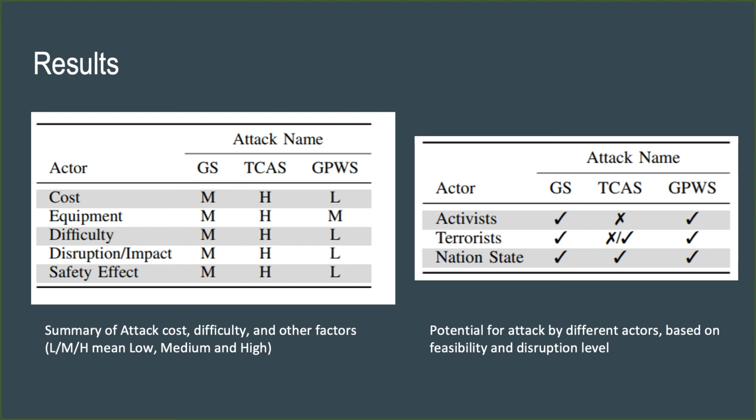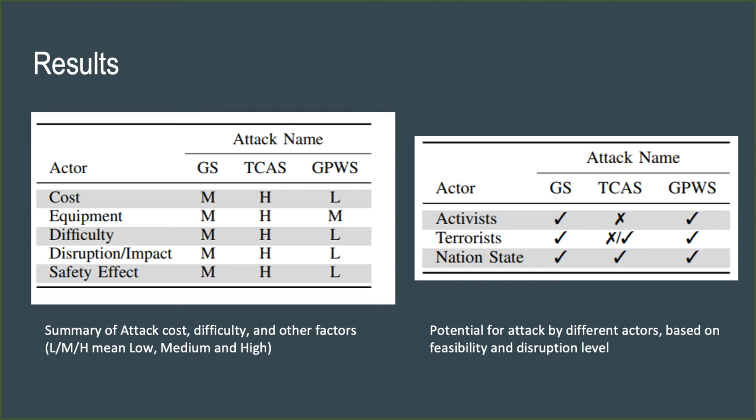And so to give an idea, kind of going back to how easy these are for different groups to do these attacks and how disruptive they are, the traffic collision avoidance system in the middle here is actually the highest cost, but also the highest impact. Meanwhile, the other 2 are not quite as much impact. They're kind of manageable but distracting.